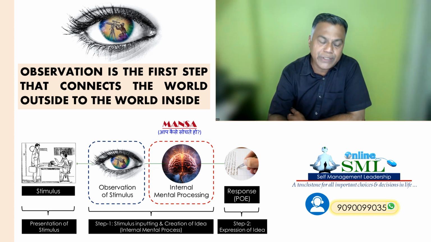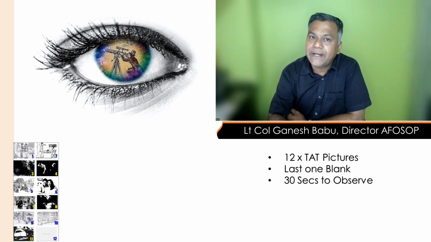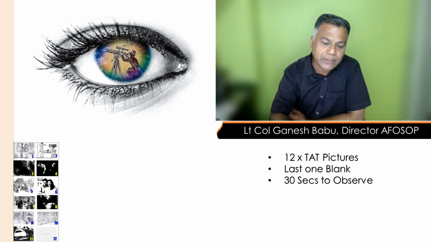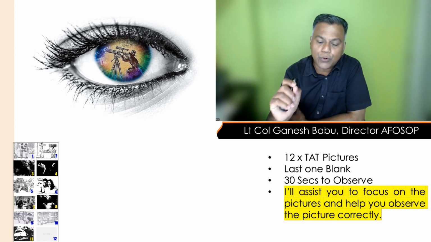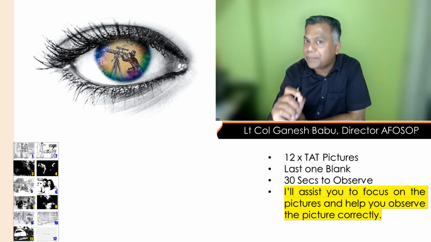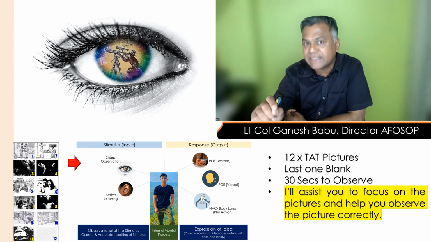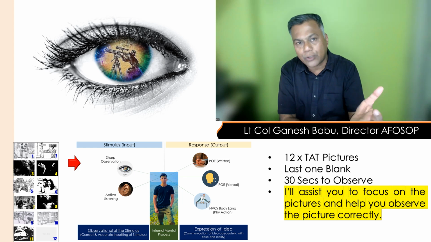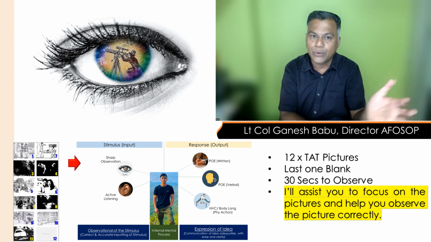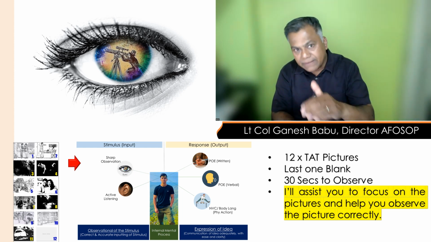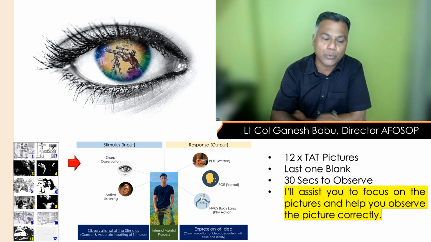So what I'll do in this video is, I'll present you with 12 TAT pictures, last one blank, and each picture I'll give you 30 seconds to observe as it is given. One additional step that I'll do is, I will assist you to focus on the picture and help you observe the picture correctly so that the stimulus picture is taken into the world inside correctly. And thereafter, SML ka concept, if you can manage the world inside you, you can manage the world outside you. तो इस पिक्चर को मैं correctly आपके आंखों के द्वारा आपके ब्रेन तक ले जाने में मदद करूंगा. So this is what I'll do.